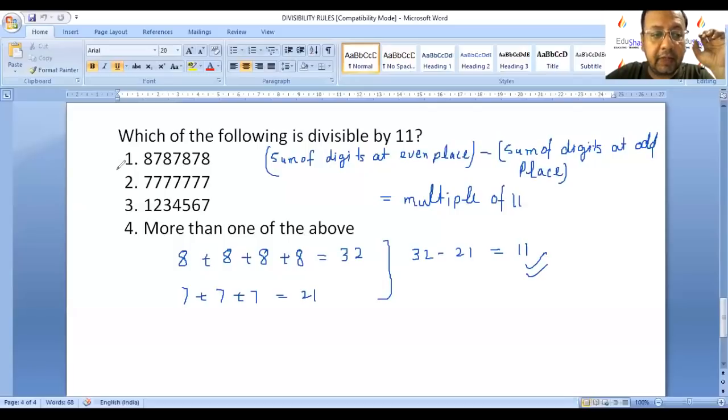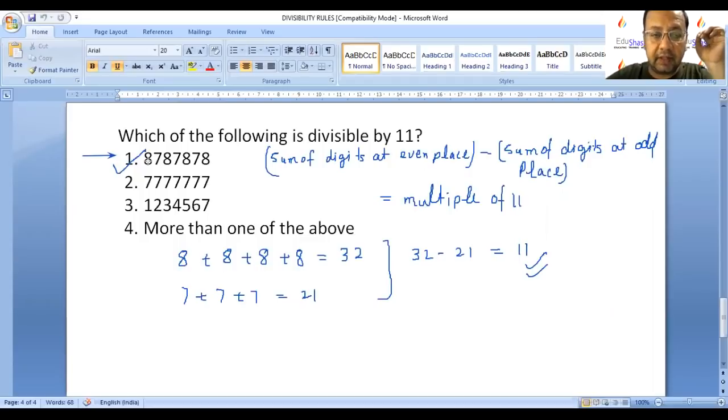So here my answer is the first option, absolutely correct, because I am getting the difference of the alternate place digits as a multiple of 11, right? So these are the different divisibility rules for different varieties of numbers.